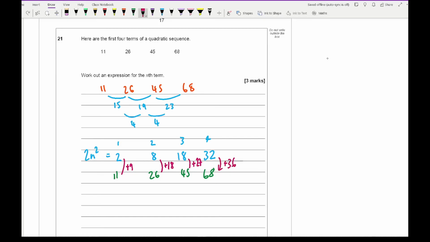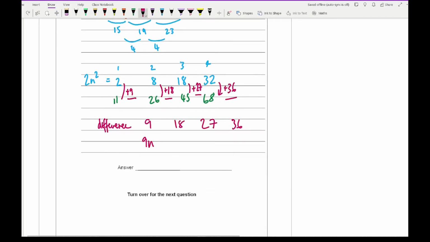So here what you can see is I then need to work out the nth term of these. As you can see, that's going up. So the differences are 9, 18, 27, 36, which is 9n. So here, what I then need to do is work out the quadratic sequence, which is going to be 2n squared plus 9n.